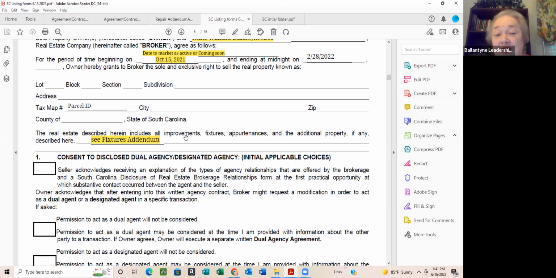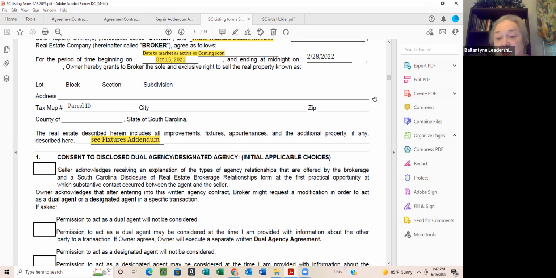So if you'll notice here, it says all improvements, which typically is going to be the house, might be a barn, fixtures, there's that word, appurtenances, anything that's attached to the ground, and additional property. If there's another lot next door, you would want to make sure that you have the tax number for it as well. So the fixtures addendum, I'm not going to go through it today. I don't think we'll have time, but I'll show it to you at the end.